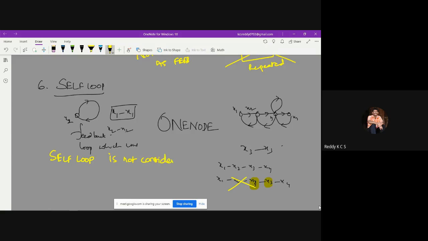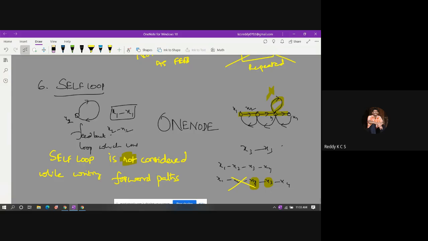Very importantly, it's not considered while writing forward paths. While writing the forward paths, you should not consider the self loop. Of course, I can reach from here to here and here to here, and then I can go like this and then come back to here and then move on. So this is not considered a forward path. Why? Because you are touching the same node x3 once again. So that's why a self loop will not be considered while writing the forward path.